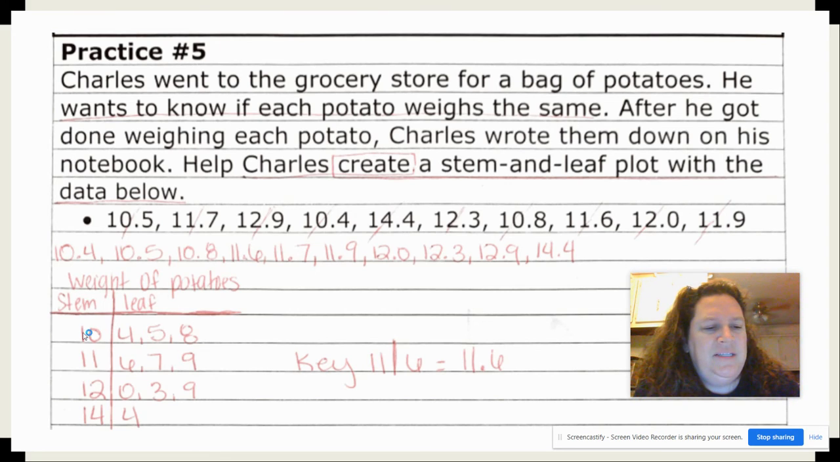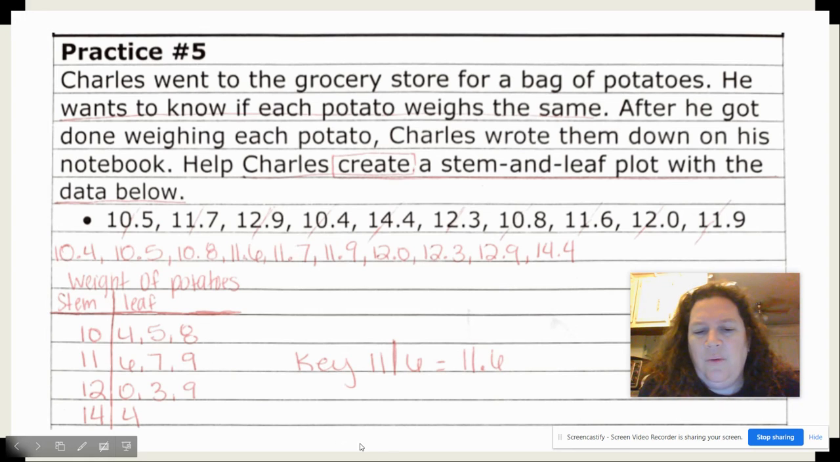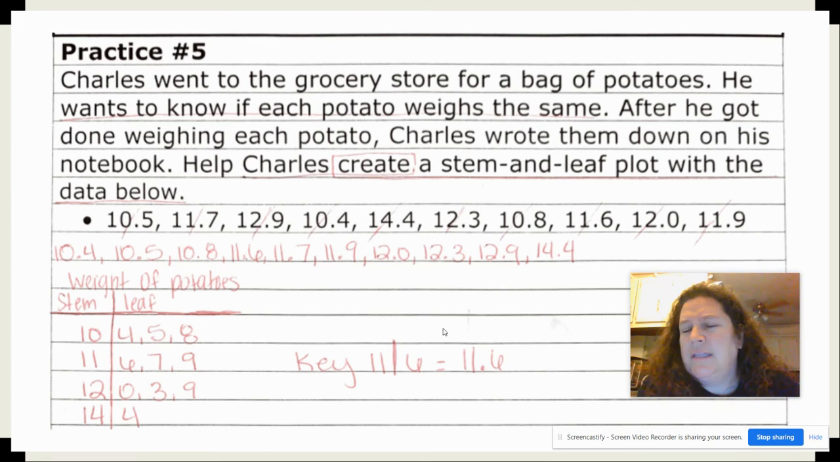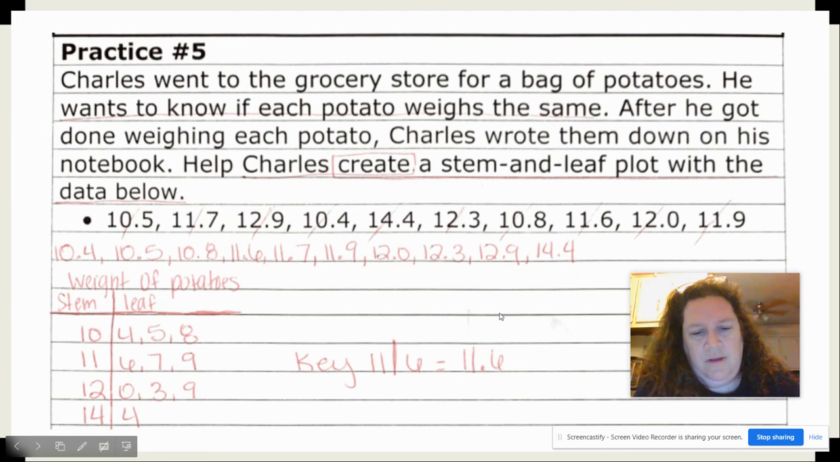And then the weight of the potatoes. Notice the key. 11 and the bar in 6 equals 11 and 6/10. Oh, another thing I want to tell you. When you're creating the key, this number here in the key has to be one of these numbers over here. I would not make the key for 15 and 9/10 because that's not one of my values. That's one of the rules that they probably don't tell you, but I'm telling you now. Always make your key one of the numbers given, okay?